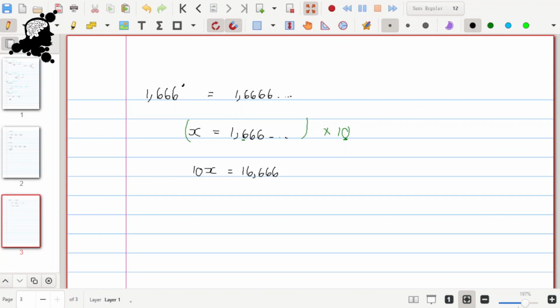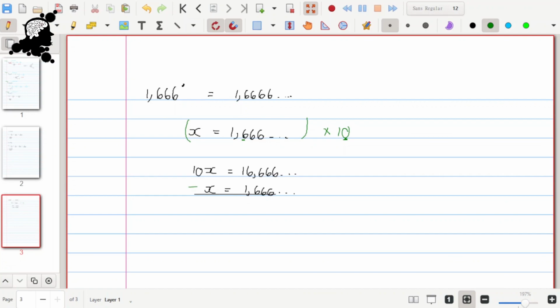Now I need to subtract. So I'm going to take my first equation, x is equal to 1,666. This is supposed to have an ellipsis. Then when I get to this point, what I want to do is subtract the two. So let me have my division line there, which is a bit terrible. So there we are. We are going to subtract this. I put my minus sign right there.